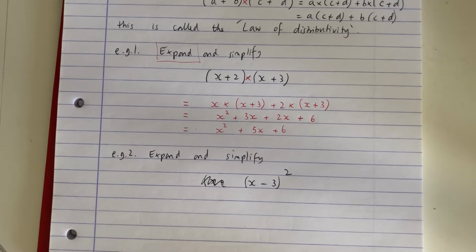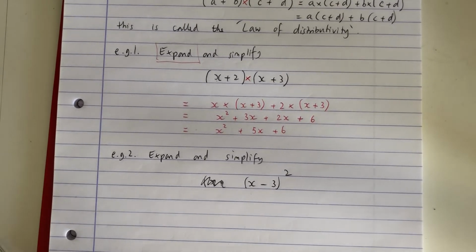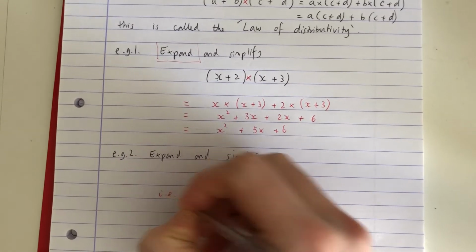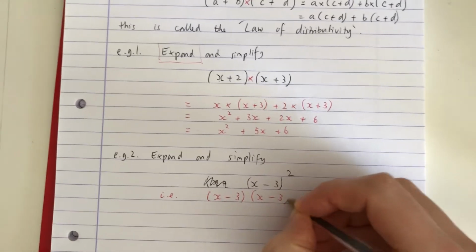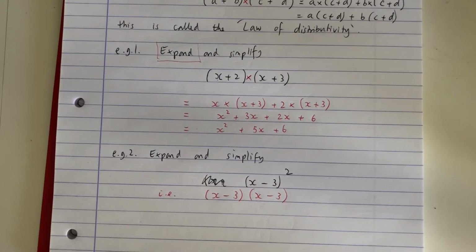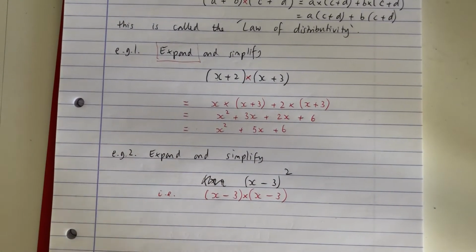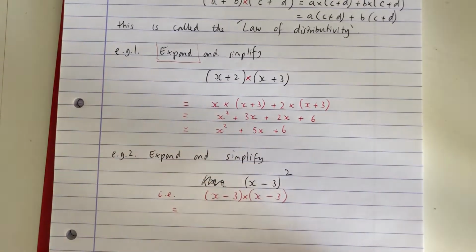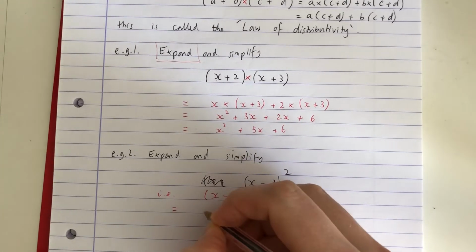Now, at first glance, this doesn't look like two brackets. It's a bracket squared. However, if you think about how you square a number, you times it by itself. So this is, in effect, asking you to do x minus 3 brackets x minus 3. And now that looks like example number 1. So it's a times sign. And then this is equal to every number in the first bracket times by the second bracket. So x times x minus 3.